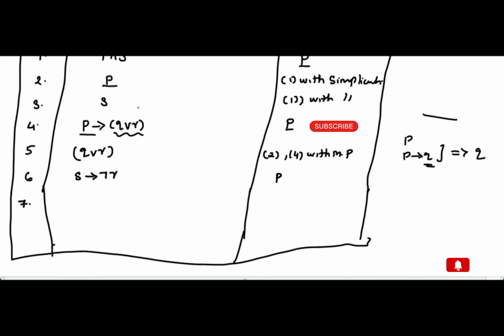Step number seven. What is step number seven? Again, I am going to use the modus ponens law. What is modus ponens law? P then Q. Here we see S is there, S then Q, where the Q value is negation R. We can write negation R. So we get here negation R. What is the reason? Step number three and step number six, again we are applying modus ponens law. So we get negation R.